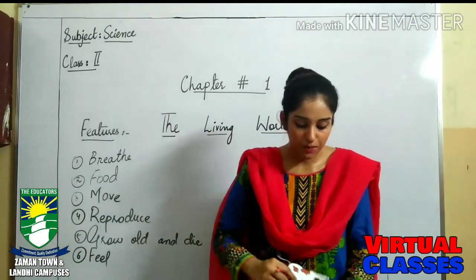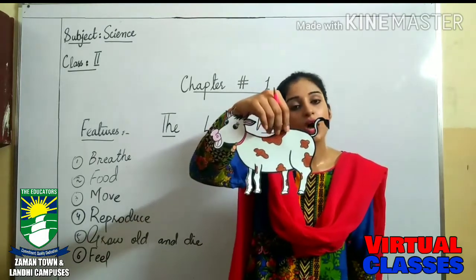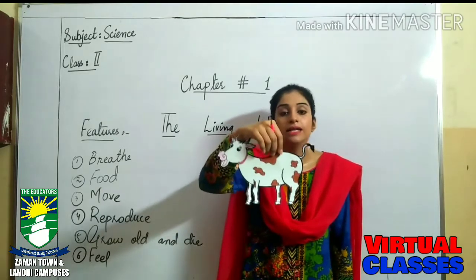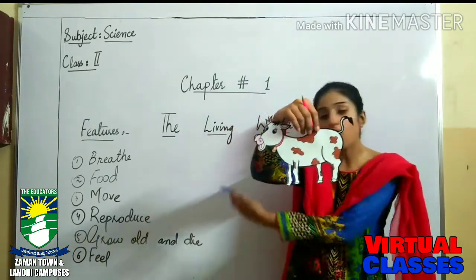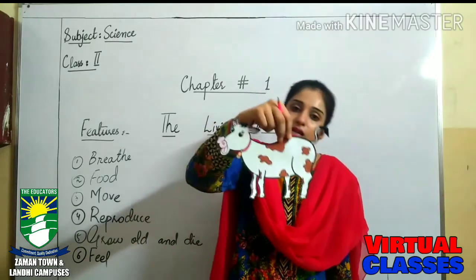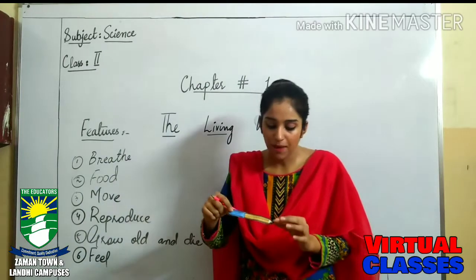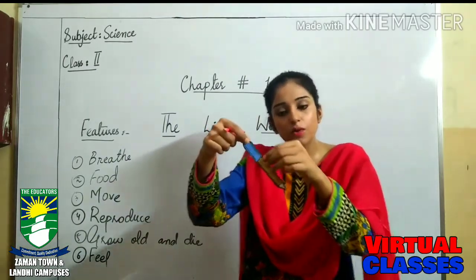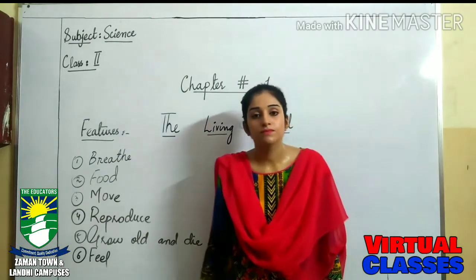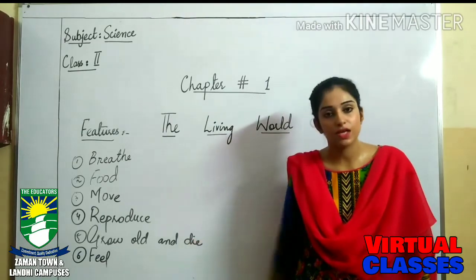Let's move towards the next picture. This is the picture of a cow. So is a cow a living thing or a non-living thing? A cow is also a living thing. It shows all these features of living things. I told you all animals are living things. Very good. Now, this is a picture of a pencil. Is a pencil a living thing or a non-living thing? A pencil is also a non-living thing. It cannot show the features of living things, right?